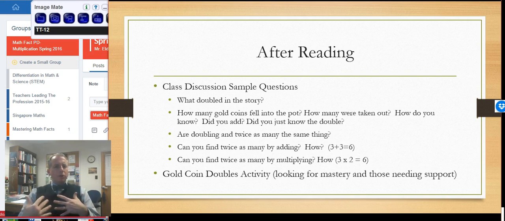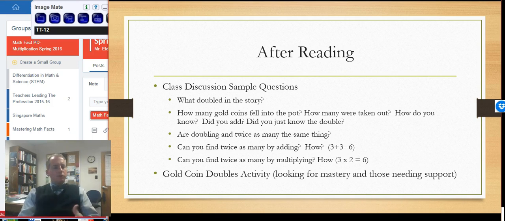We might ask some questions about, are doubling and twice as much the same thing? Do we have that language? Is that something we've got to build on? And again, coming back to, can I find doubling or find twice as much by adding? Can I find twice as much by multiplying? And what does that look like as a number sentence?